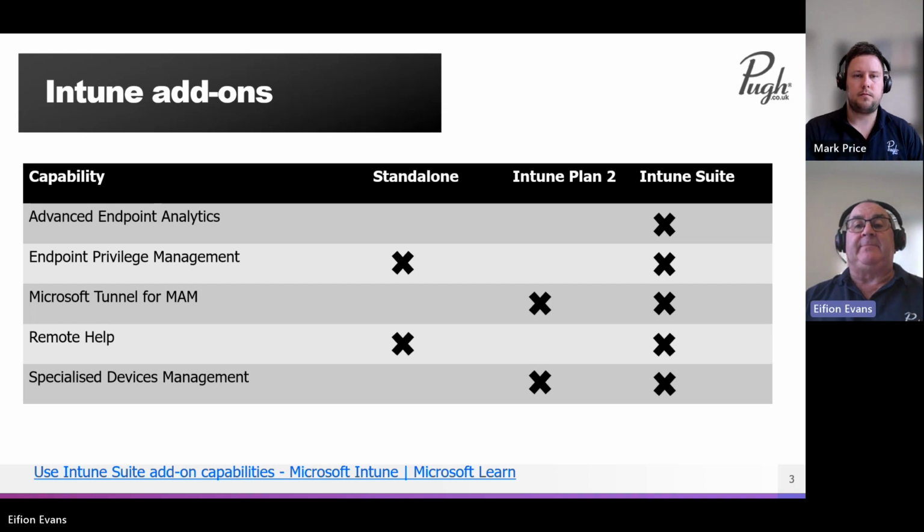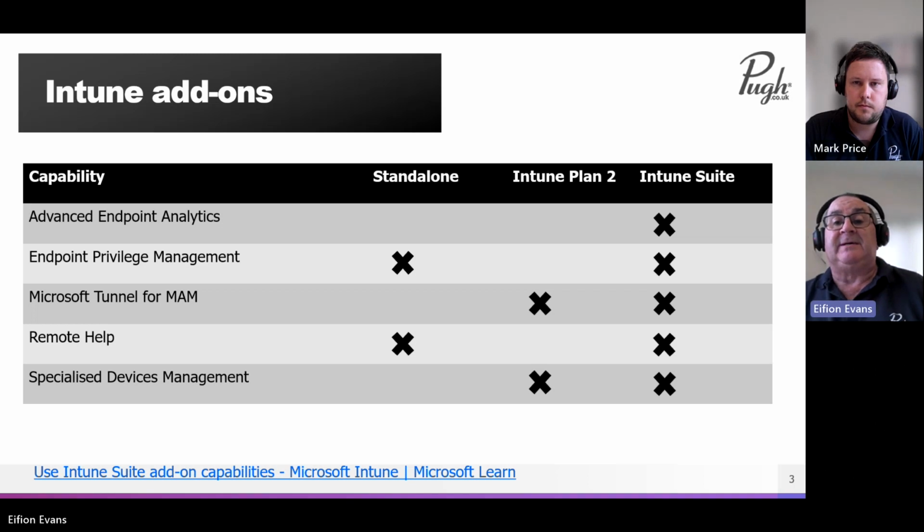As you can see from the table, there are several ways you can obtain these features, depending on your requirements. So there's the full Intune suite, which contains all the features. Then there's Intune Plan 2. This includes Tunnel for MAM and specialized device management. Then finally, privileged management for your endpoints and remote help are available as standalone products. All these products are per user licenses and available at additional cost in the campus agreement.